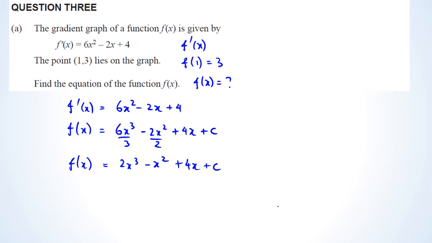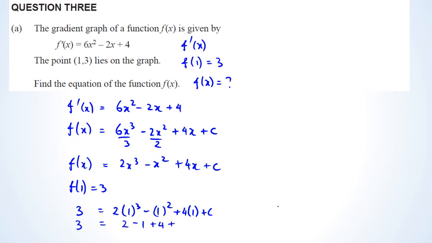And to figure out what c is, I need to substitute f of 1 equals 3. So I'm going to end up with 3 equals 2 times 1 cubed minus 1 squared plus 4 times 1 plus c. So 3 is equal to 2 minus 1 plus 4 plus c. Rewriting this, I've got 3 equals 6 minus 1 is 5 plus c. Therefore, c is equal to minus 2.